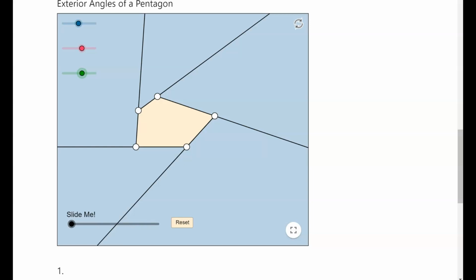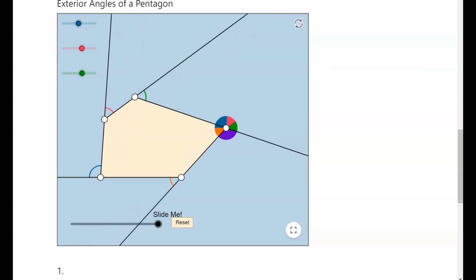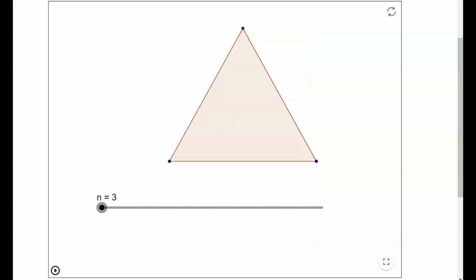All right, so as we slide this again, we've got a really small angle there, looks like a right angle there. And you'll notice that even on the pentagon, even though it has more exterior angles, they're getting smaller, and the sum of the exterior angles of a pentagon still adds up to 360. So if you're wondering why, no matter how many sides a polygon has, the sum of the exterior angles always adds up to 360, well, let's look at why.